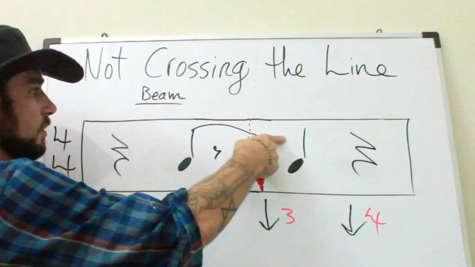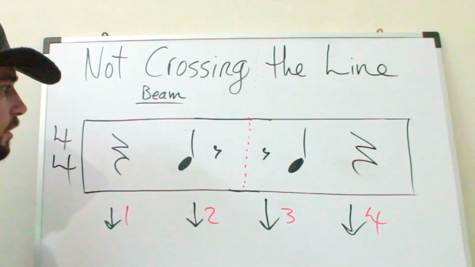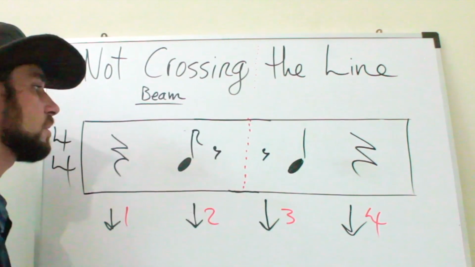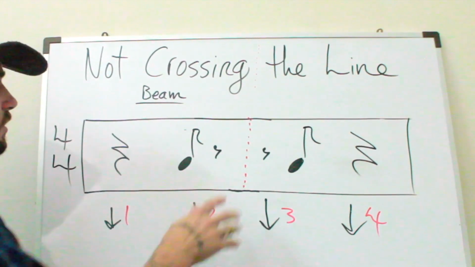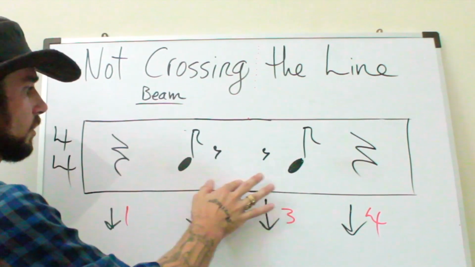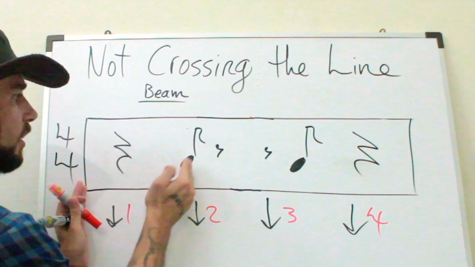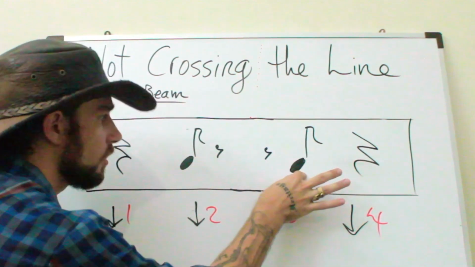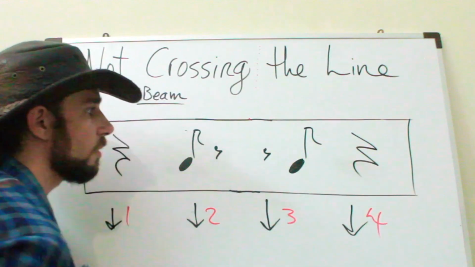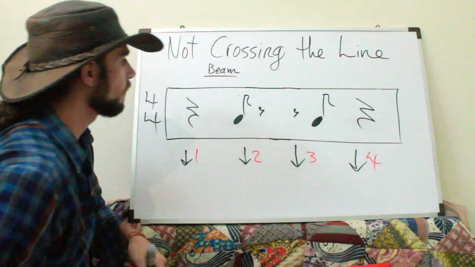So what we can do is erase this and simply just make this an eighth note and make this an eighth note. So now we've got this unit, this group here, a quarter rest with an eighth and an eighth rest, and then an eighth rest with an eighth note and a quarter rest. There's your unit. There's your unit.